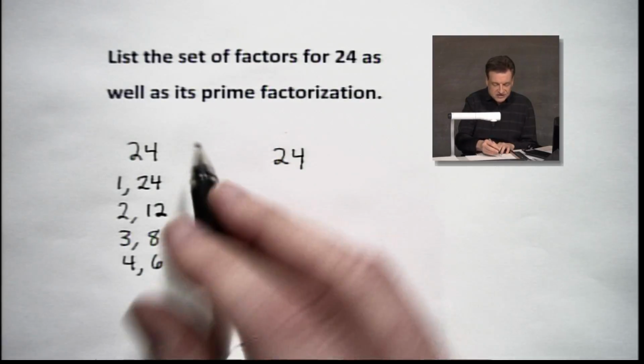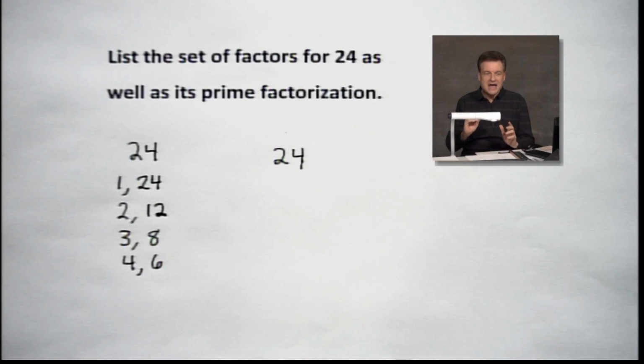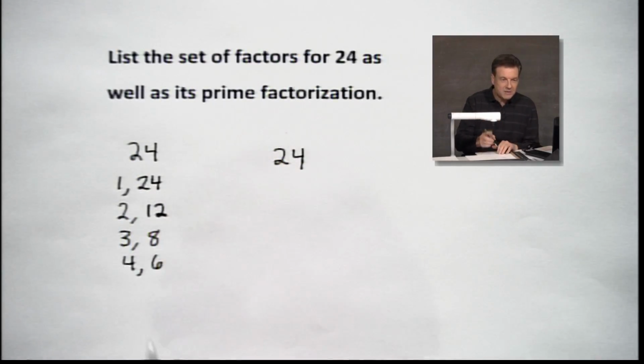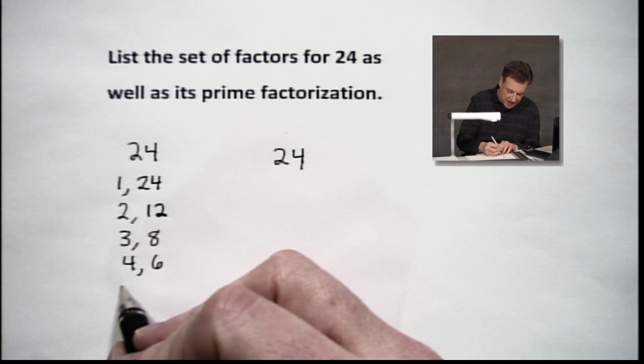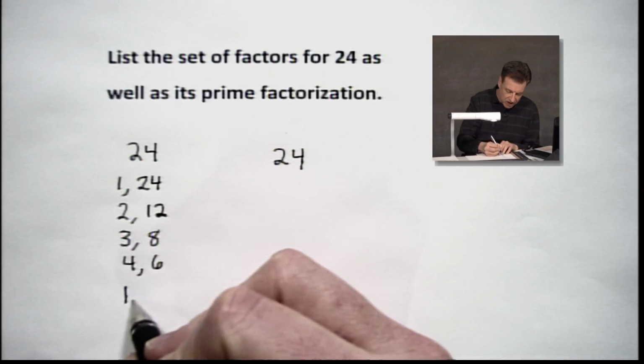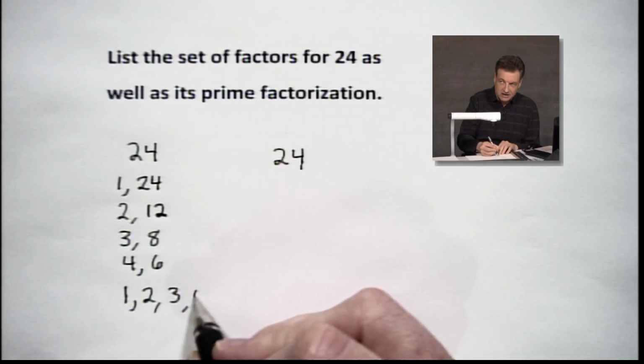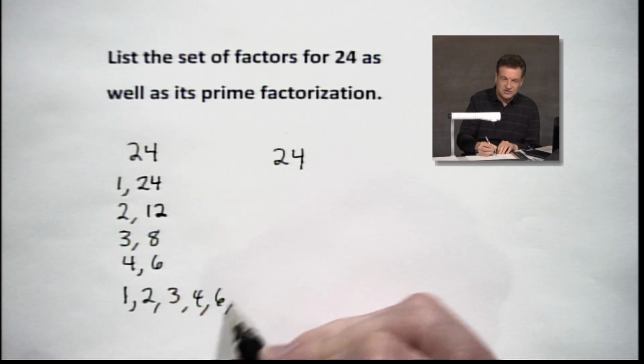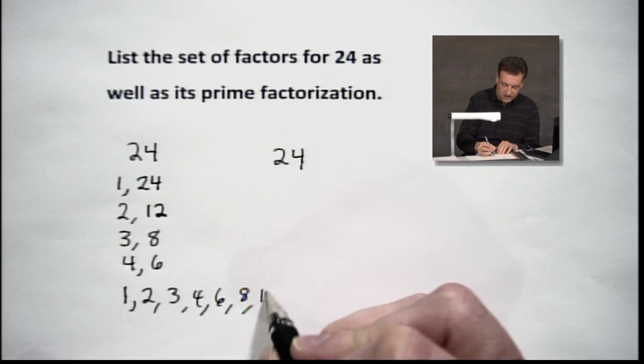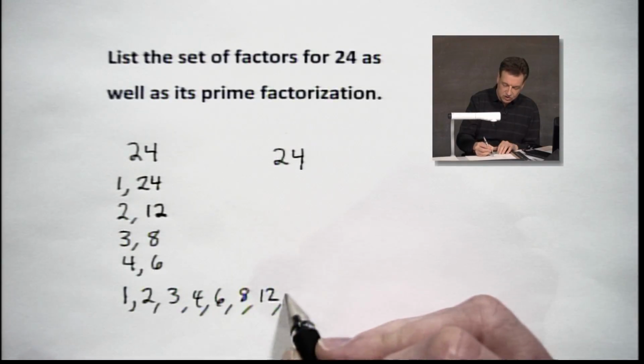So if we're going to list the set of factors, we always kind of like to get them back into a nice order, all right? I'm going to put them right down here. We're going to start with 1. We'll get to 2. We'll go right on into 3, 4, 6, 8, 12, and don't forget, 24.